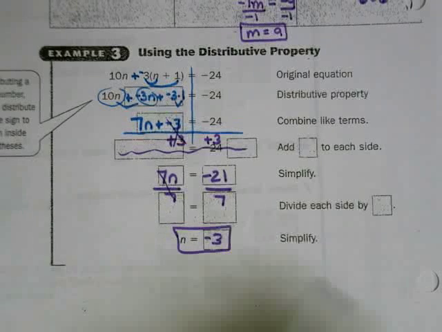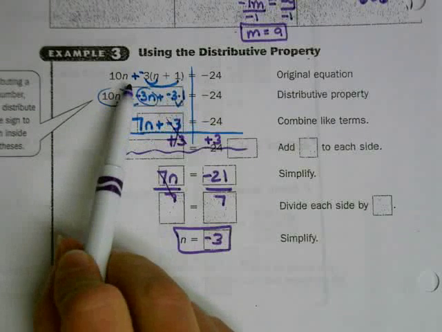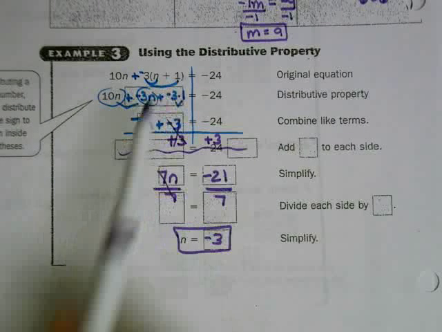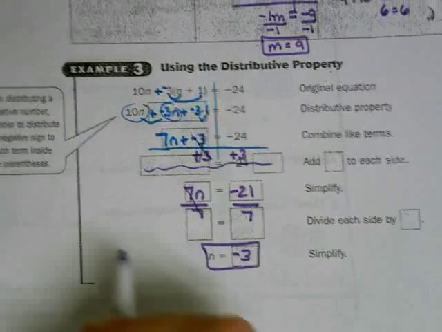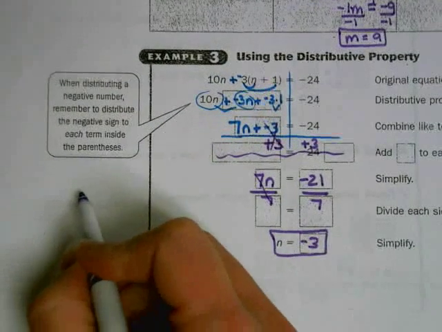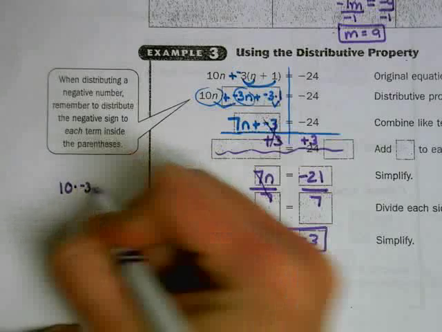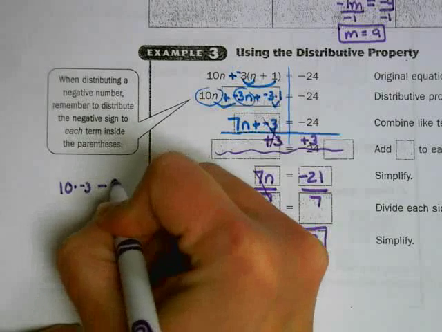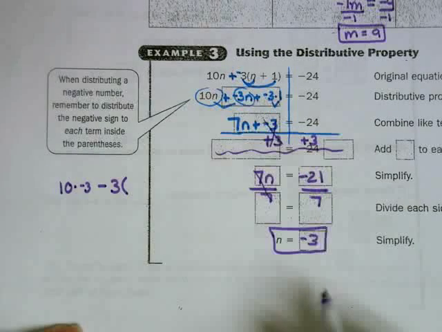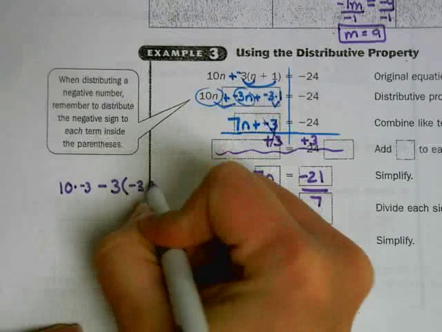Let's do the check. Let's plug it in. Anytime we see an n up there, let's go put that in and make sure we didn't make a silly mistake along the way. So I'm going to do the check right over here. 10 times, I think n is negative 3. And they had a minus or a plus a negative 3 times, and then negative 3 plus 1.